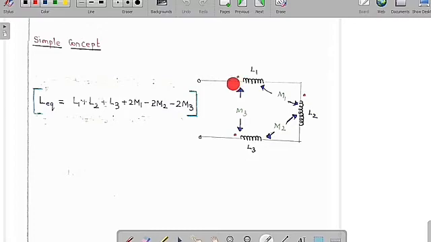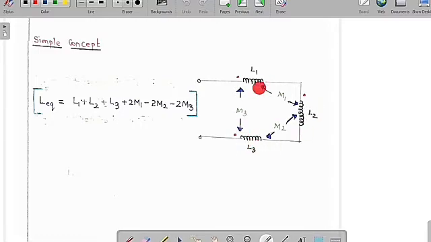Here is the dot. Now M1 is the mutual inductance between L1 and L2, whereas M2 is the mutual inductance between coil 2 and coil 3, and M3 is the mutual inductance between coil 1 and coil 3. Now I want to know what is the equivalent inductance.